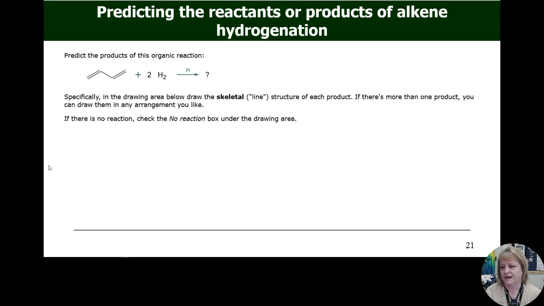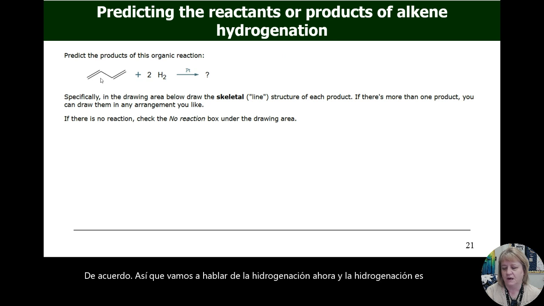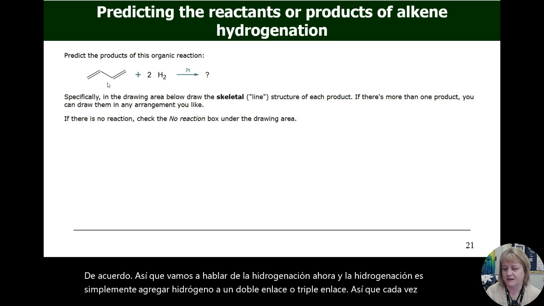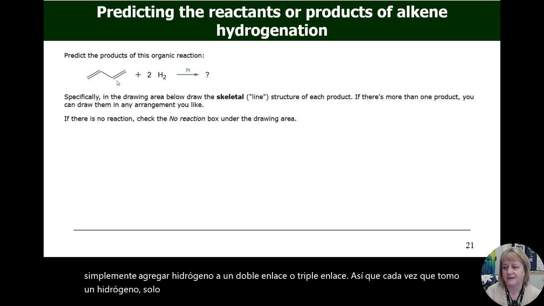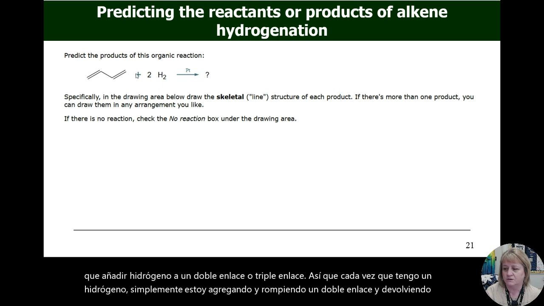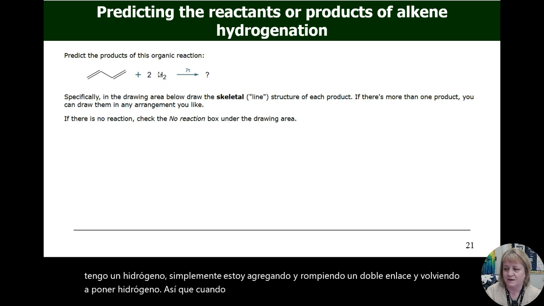Okay, so we're going to talk about hydrogenation now. And hydrogenation is just adding hydrogen to a double bond or triple bond. So every time I add a hydrogen, I'm just breaking a double bond and putting hydrogen back in. So when I do that to a double bond, I just need one H2 to break one double bond.